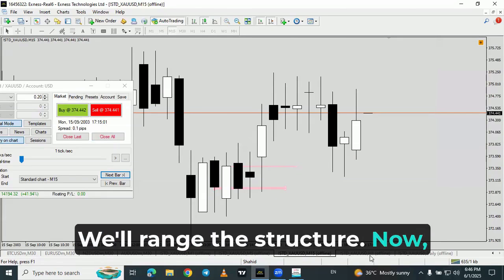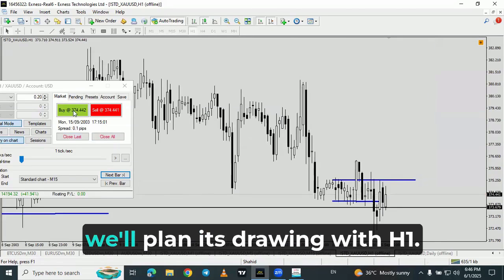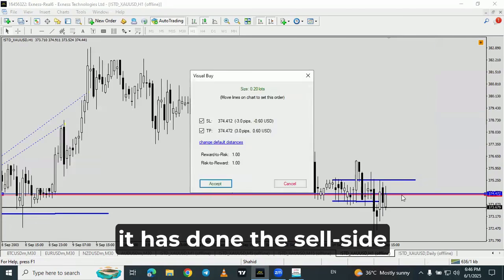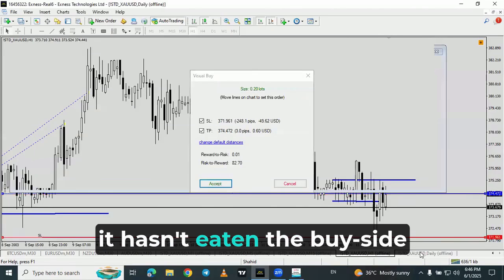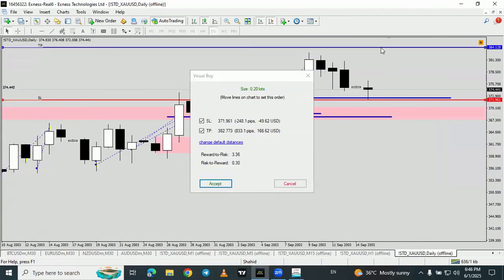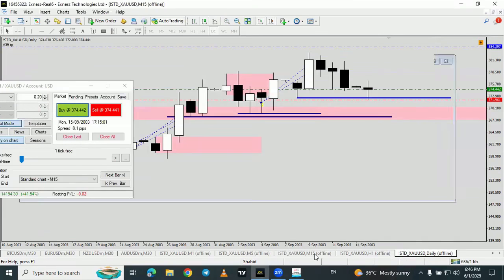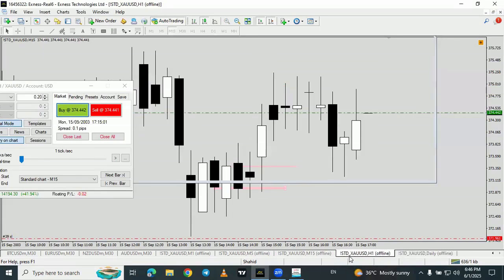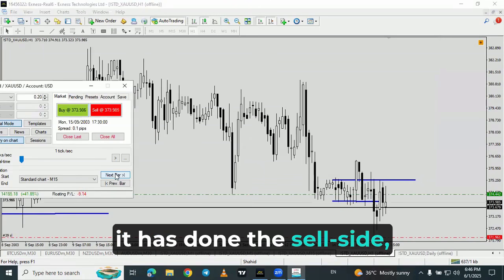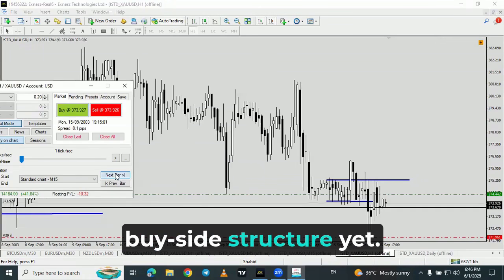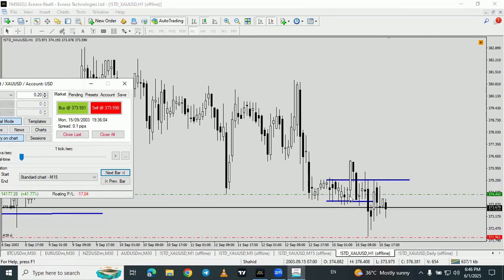Here, its stop loss will be because we are trading from the daily. We'll range the structure. Now, since we've taken the trade with 15 minutes, we'll plan its drawing with H1. Because here, it has done the sell side structure. It hasn't eaten the buy side liquidity here. If you see, it has done the sell side, but it hasn't shifted its buy side structure yet. We can see it on H1.